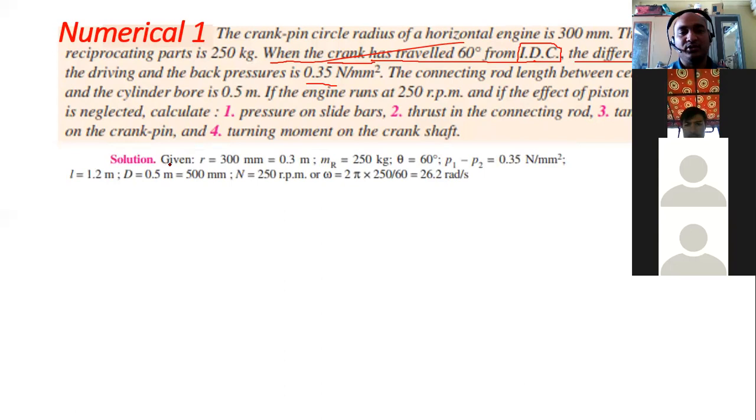Simply see what is given in the problem. The radius is given, which we can easily identify. Mr, the mass of reciprocating parts, is given as 250. Simply mention the mass of reciprocating parts over here. Theta is given as 60 degrees. P1 minus P2 is directly given as 0.35. The pressure difference is directly given, no area, no force is given. Length is given, diameter is given, RPM is given, already we have seen yesterday. So from N we can find out omega, so we got this.